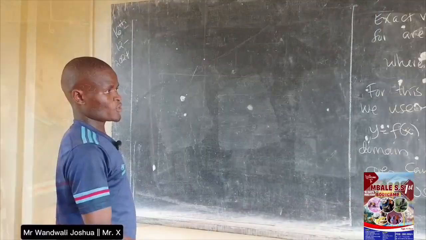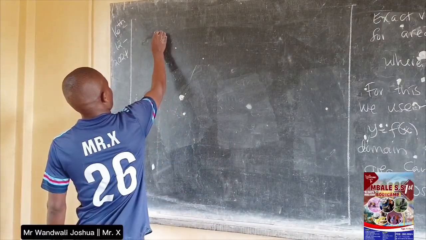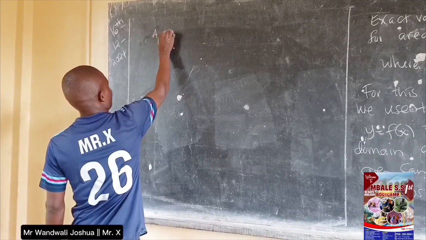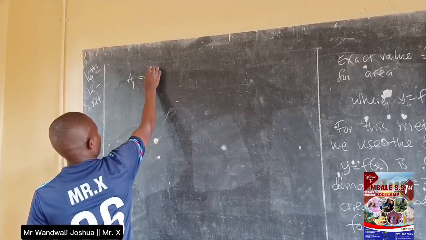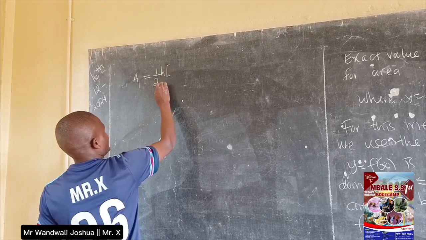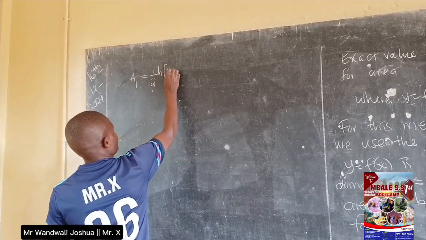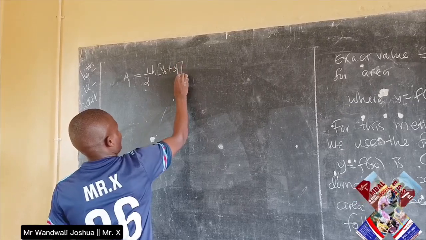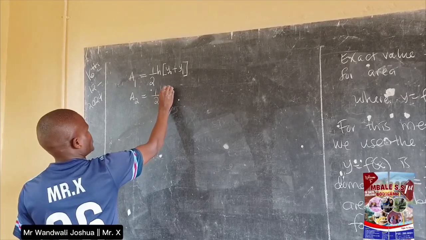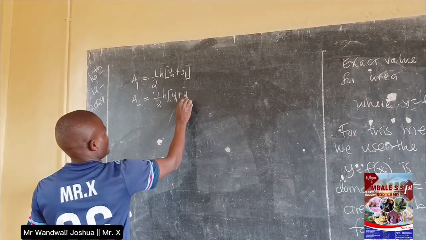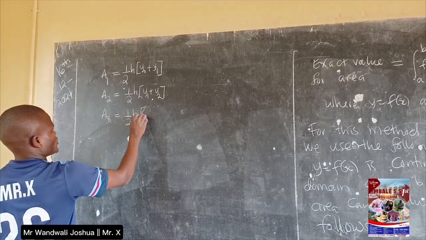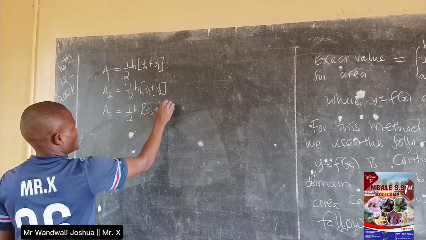Following our sketch, the first one we can call area A1. Using the formula, A1 is going to be a half, then the height h, into the first adjacent side y0, plus the other one y1. Then the second strip has a half h into y1 plus y2. The third one is going to be a half h into y2 plus y3.